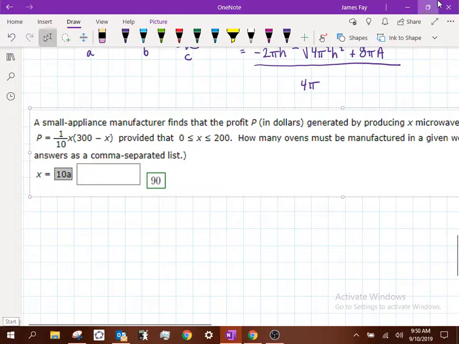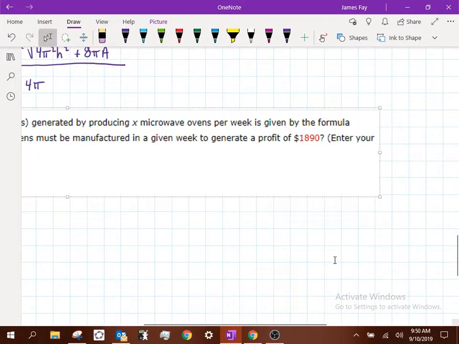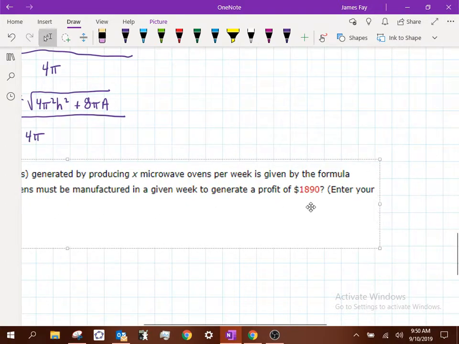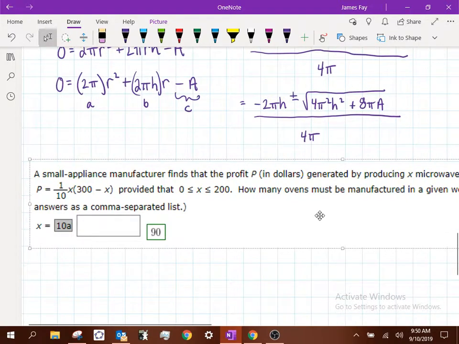Okay? So provided that he is making between 0 and 200 microwaves a week, how many ovens must be manufactured in a week to generate a profit of $18.90? Okay? So, guys, this is something that really happens in manufacturing. And I can show you maybe some examples later on in the next couple of days of how we actually generate these things. Okay?